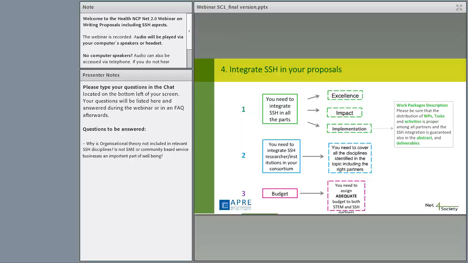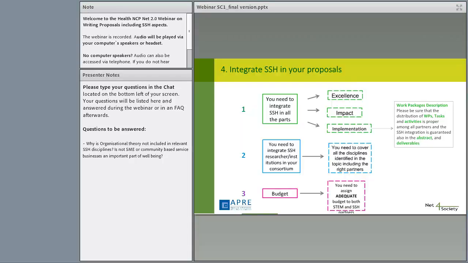The second step: you need to integrate socio-economic sciences researchers and institutions in your consortium. And you need to cover all the disciplines identified in the topic with the right partners. And you have a lot of tools to identify the right partners coming from the socio-economic sciences and humanities world.